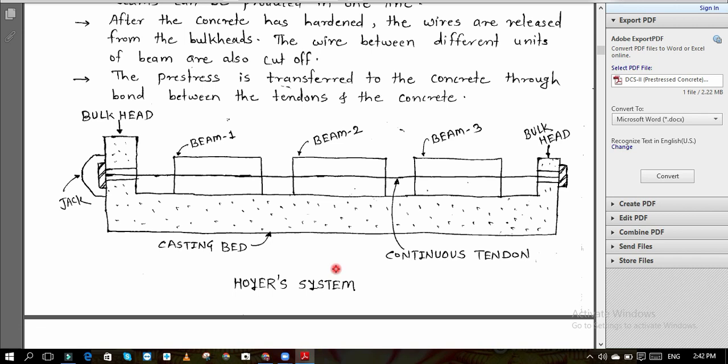If you want to cast a single beam at a time, then there is no need to use the Hoyer system. If you want to cast 3, 4, 5, 6, n number of beams at the same time, then we can use this system. Okay, is it clear what the Hoyer system is?